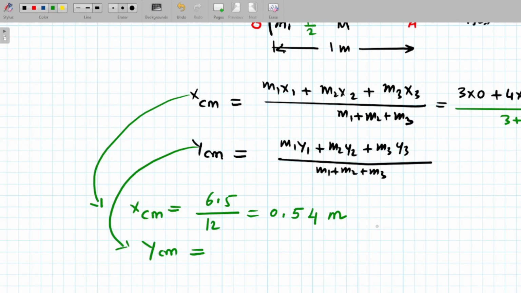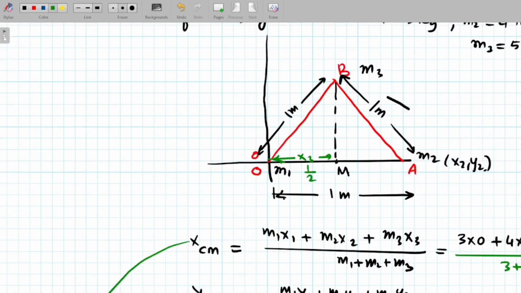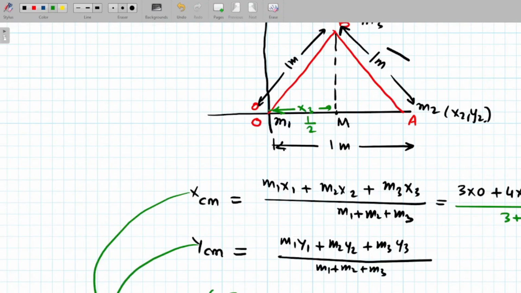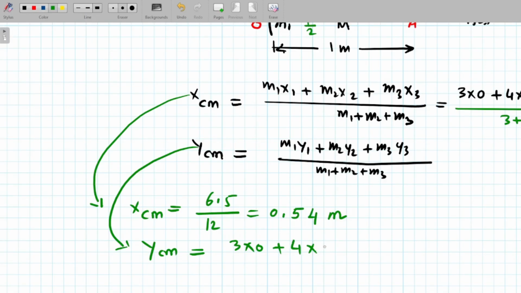So again, let us try to write down M1 Y1. So what is my M1? M1 remains 3, yes or no? Times Y1, 0. M2, 4. Why would Y2 be 0? Y2 is on the x-axis. Okay. So Y2 is also 0. Plus 5 times Y3. And what is the value of Y3?